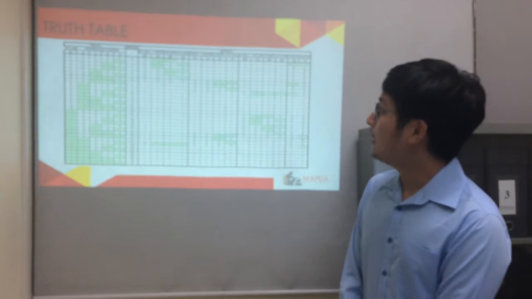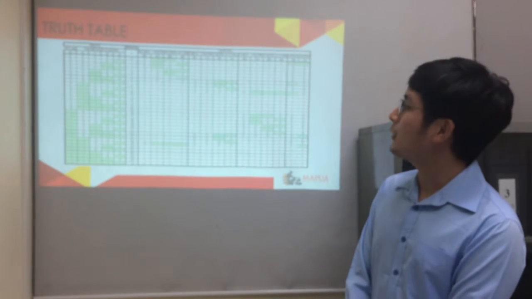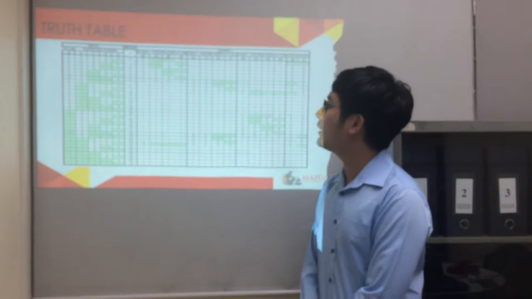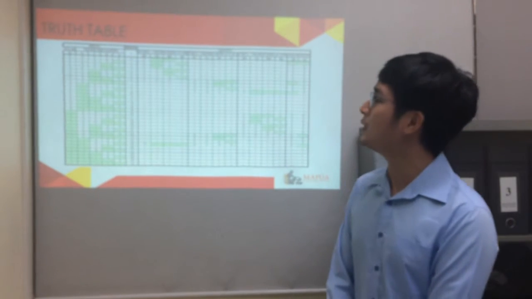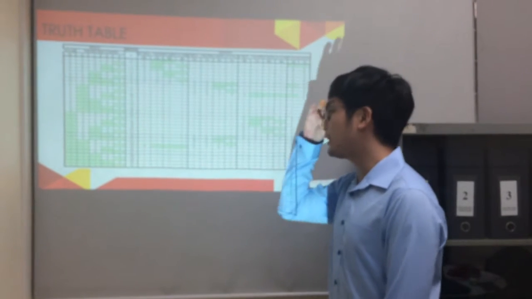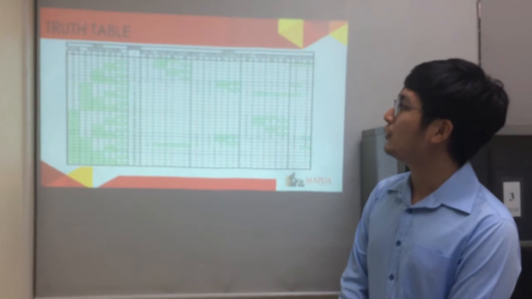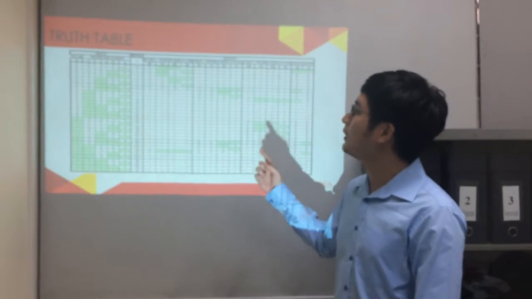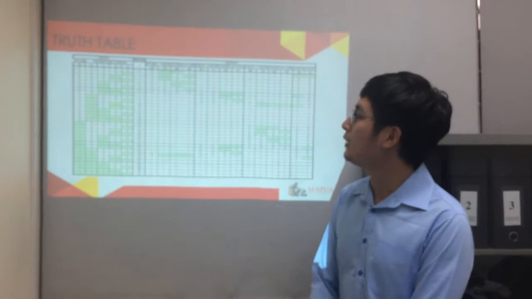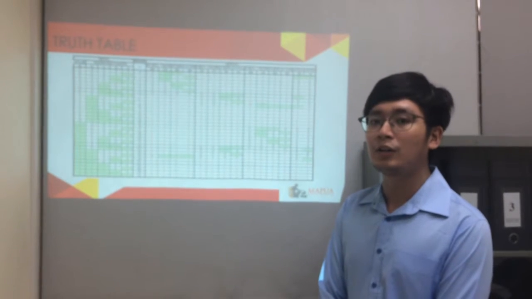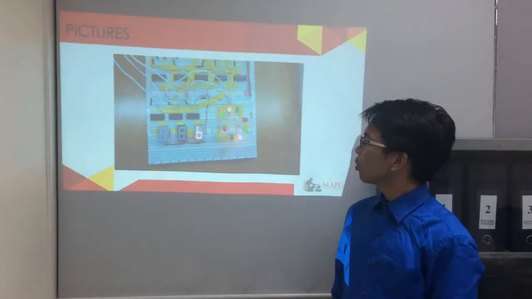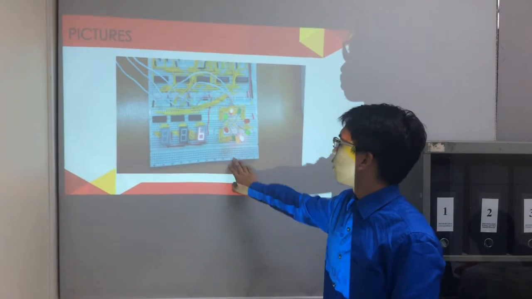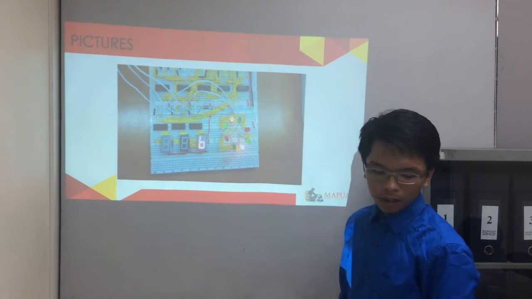Here is the truth table that we used in making our prototype. This is very important because this is where we get the input and output of our prototype. We base our input on the truth table so we can know if our output is correct or not. Here is a shot of one of our trials for our circuit.